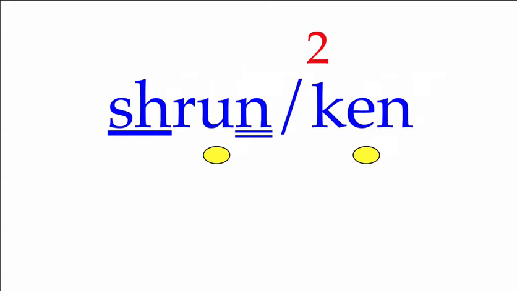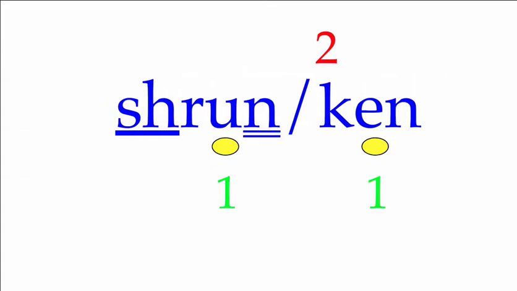Finally, we assign vowel group numbers to the vowels in the word. We have vowel group 1 for both of the syllables. In each instance, we have a vowel followed by a consonant sound, and the vowel is going to represent its short sound. And this is how we mark the word shrunken.